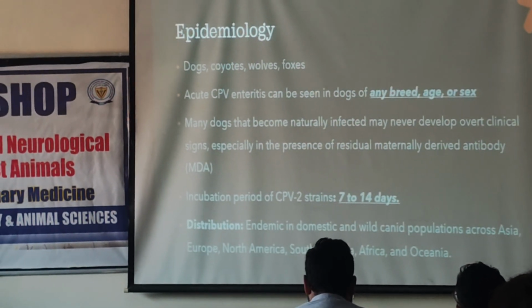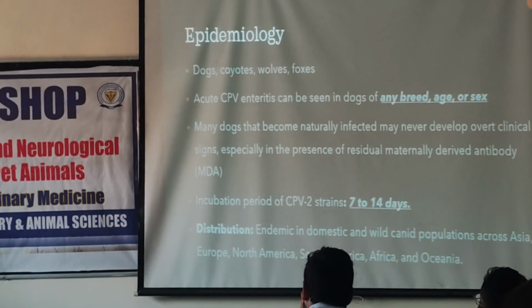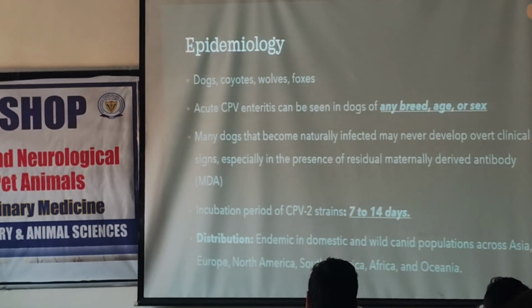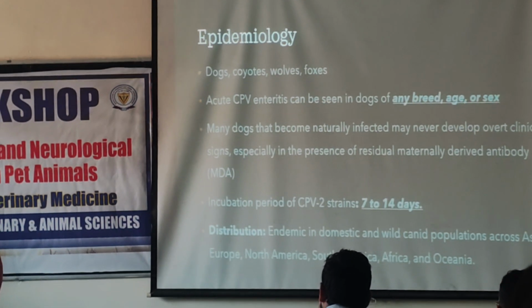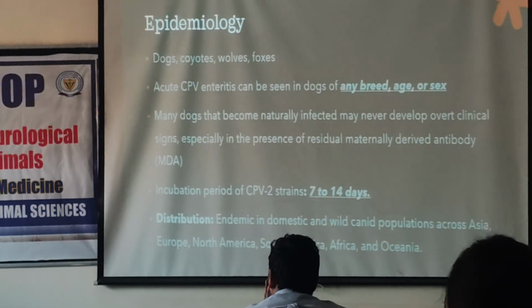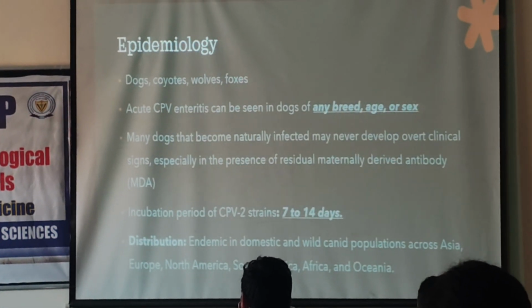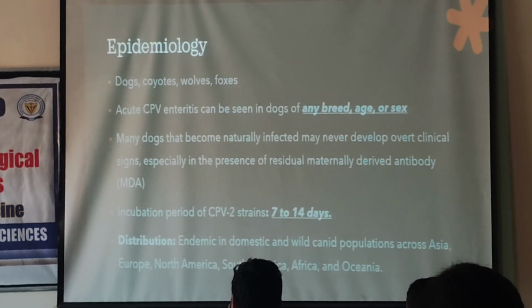Epidemiology: it is commonly found in dogs, coyotes, wolves, and foxes. It is found in any breed, any age and any sex of dog. The incubation period of the CPV2 strain is 7 to 14 days.